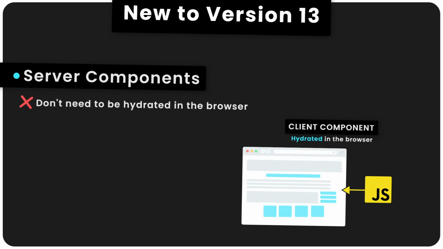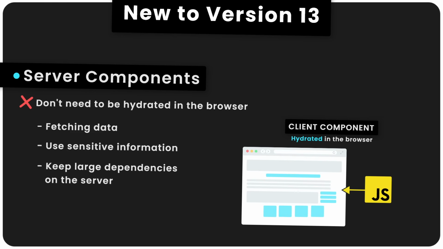So, what kind of things would we use server components for? Well, we could use them to fetch data, which we then show in the components. We could use them when we need to use sensitive information, like API keys and access tokens, because they'll be hidden away from the front end that way. And we can also use them when we need to use large dependencies for components to then reduce the amount of client-side JavaScript we need for them.